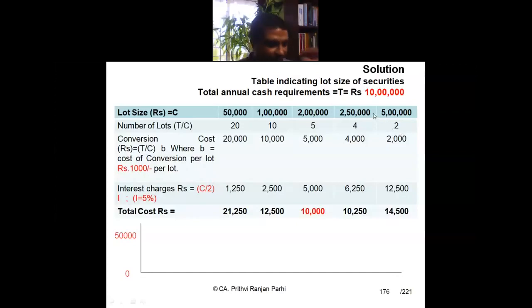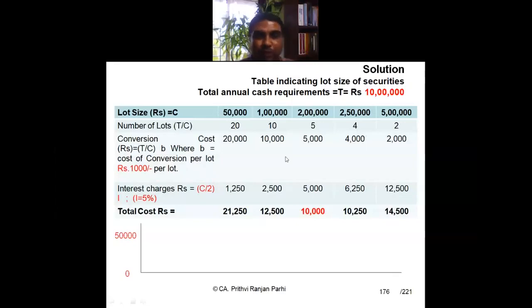Either we'll invest or we can withdraw in 2 lots. That means 5 lakh twice only we'll withdraw, so once in 6 months we'll withdraw 5 lakh, so the annual requirement of 10 lakh can be met. So this is the requirement, this is the lot size, and these are the possible numbers of lots.